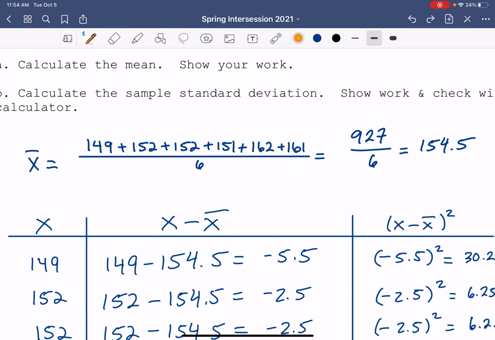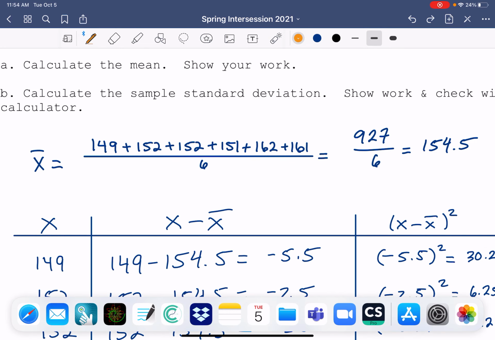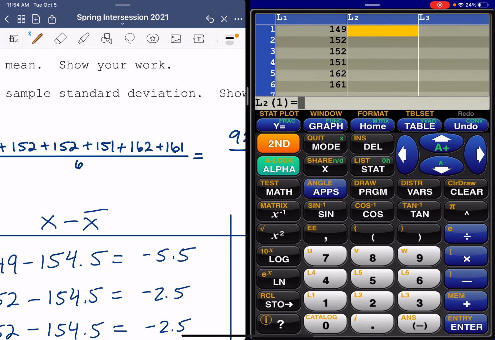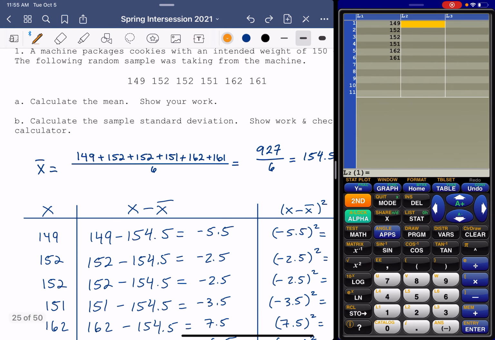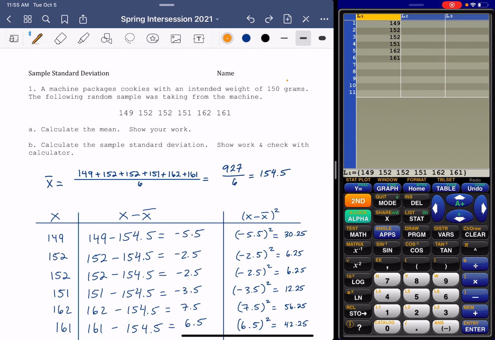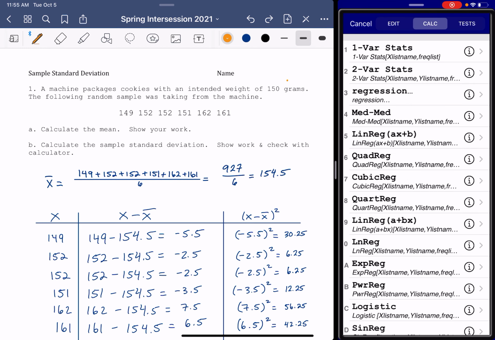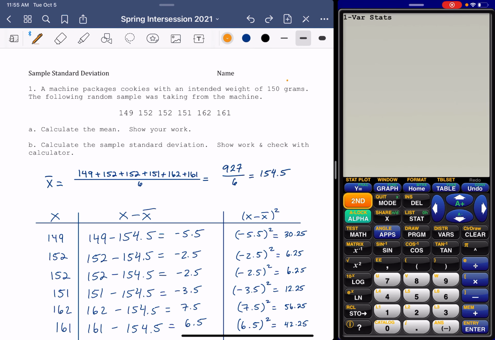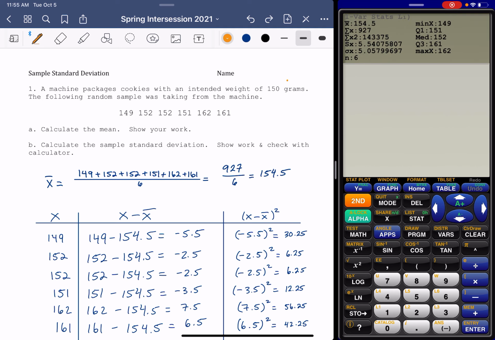Okay. Now, at this point, I can probably take out the calculator, and this will help me do some calculations. I have already my values here. I typed out my values, right? My data set. So if I go to stat and edit, that's where I have my list. But if I go to stat, calc, one variable stat, second L1, enter, that's going to give me the average 154.5, which I have right here. Okay, so that's cool.